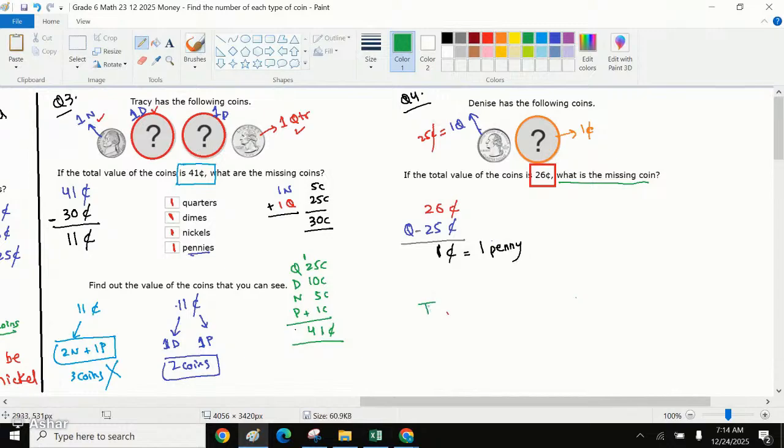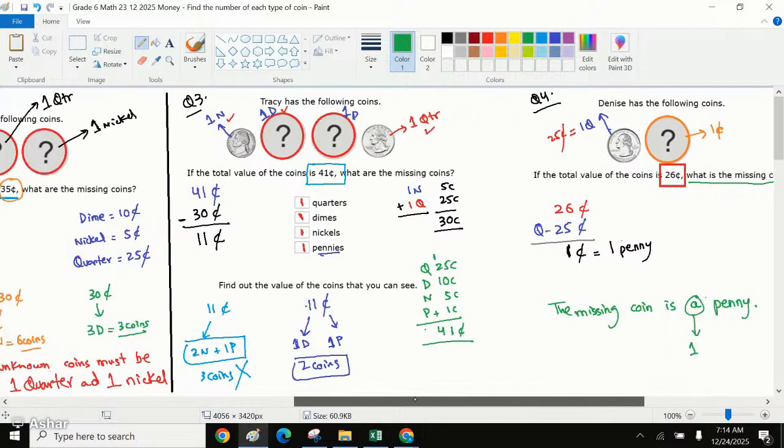So we say the missing coin is a penny, right? Agreed? Is 1 penny. Is a penny? A penny means 1 penny, right? A is used for singular. Okay, good. Let's look at this next question.